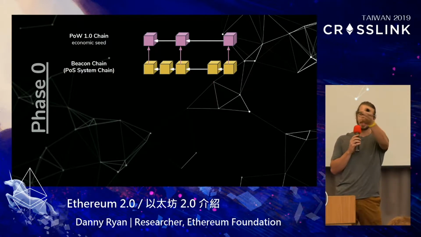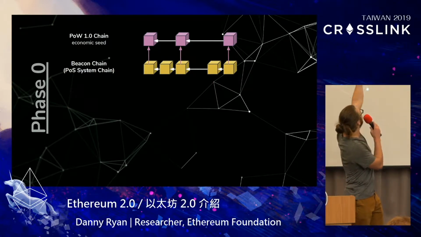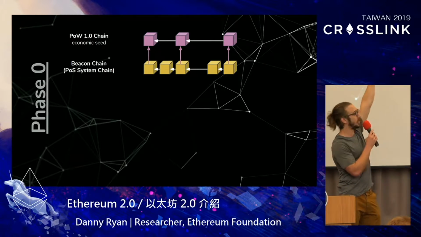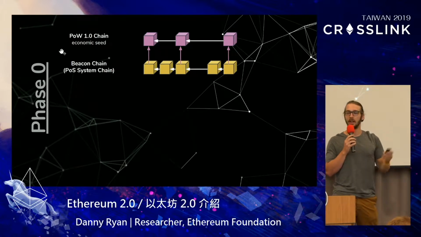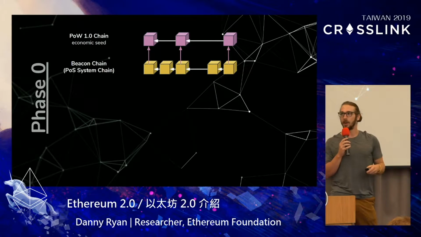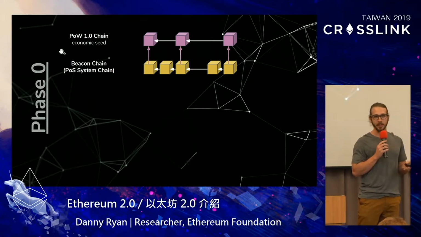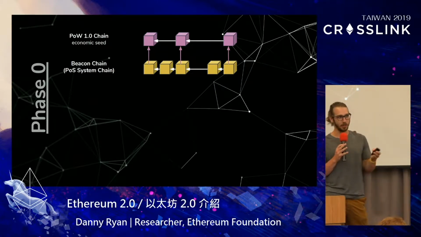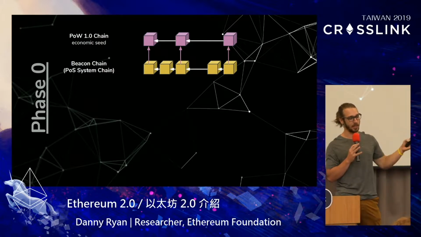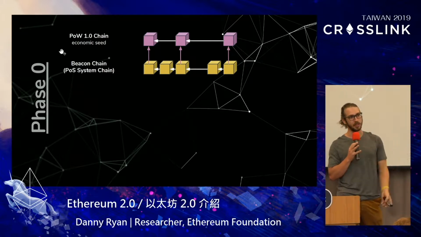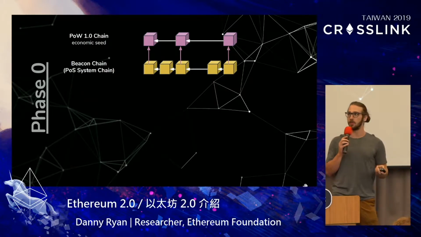So we have the existing Ethereum chain, that proof of work chain, the pink chain at the top. It keeps chugging along, and we build this new chain in parallel to it called the beacon chain, which is, as I said, a pure proof of stake chain. And it serves as the system level infrastructure, the system level chain that kind of links everything together in the new sharded structure of Ethereum 2.